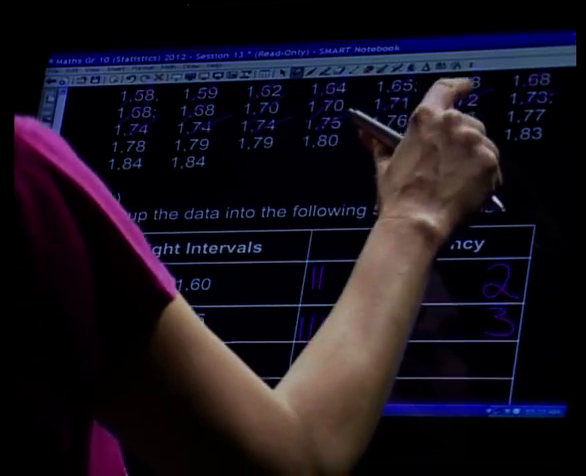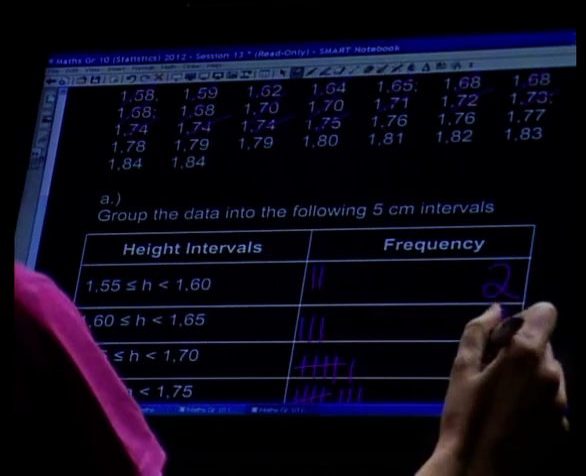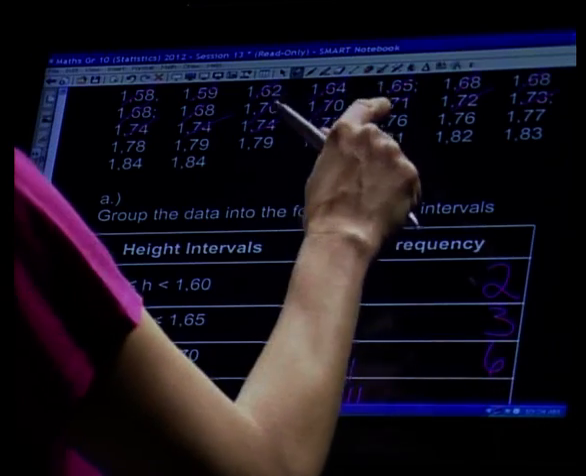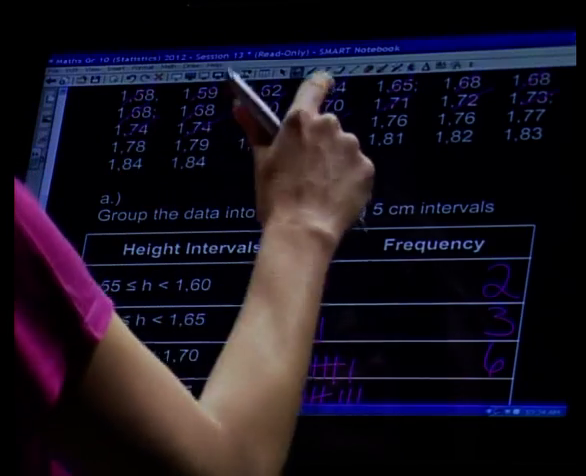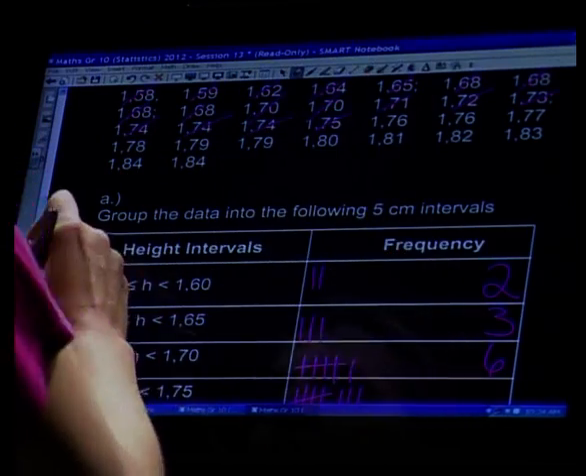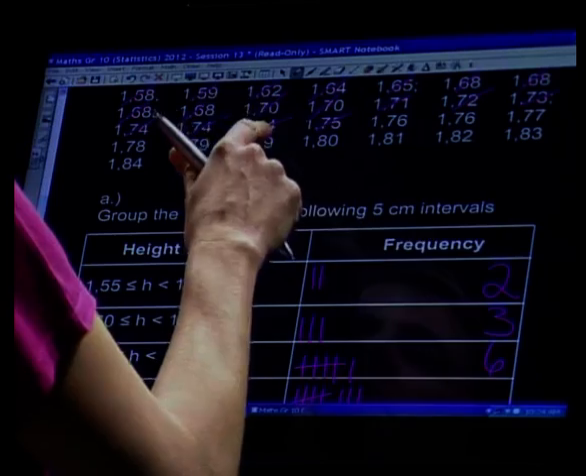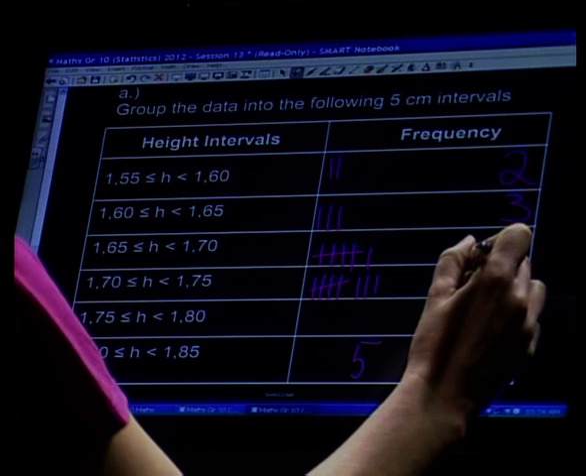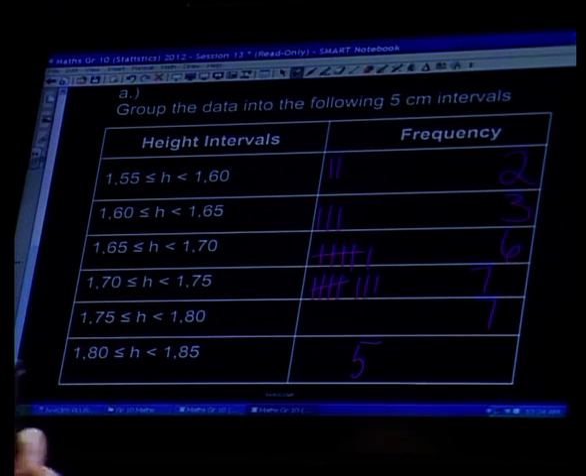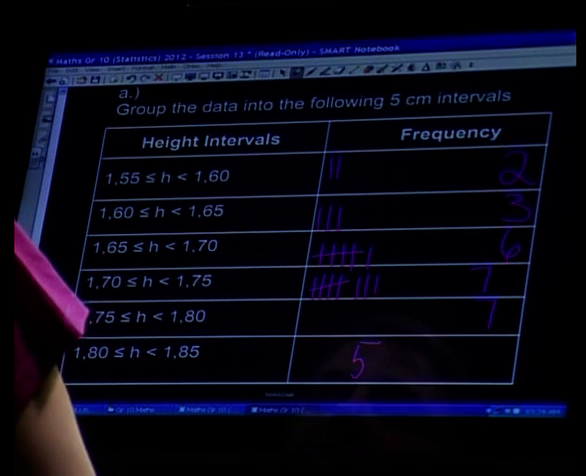165 to 170: 1, 2, 3, 4, 5, 6. Correct. And then 1, 2, 3, 4, 5, 6, 7. I actually put 8, so I need to correct that. 1, 2, 3, 4, 5, 6, 7. So this is 7. Right, so I've done that. I've filled out my frequency table.